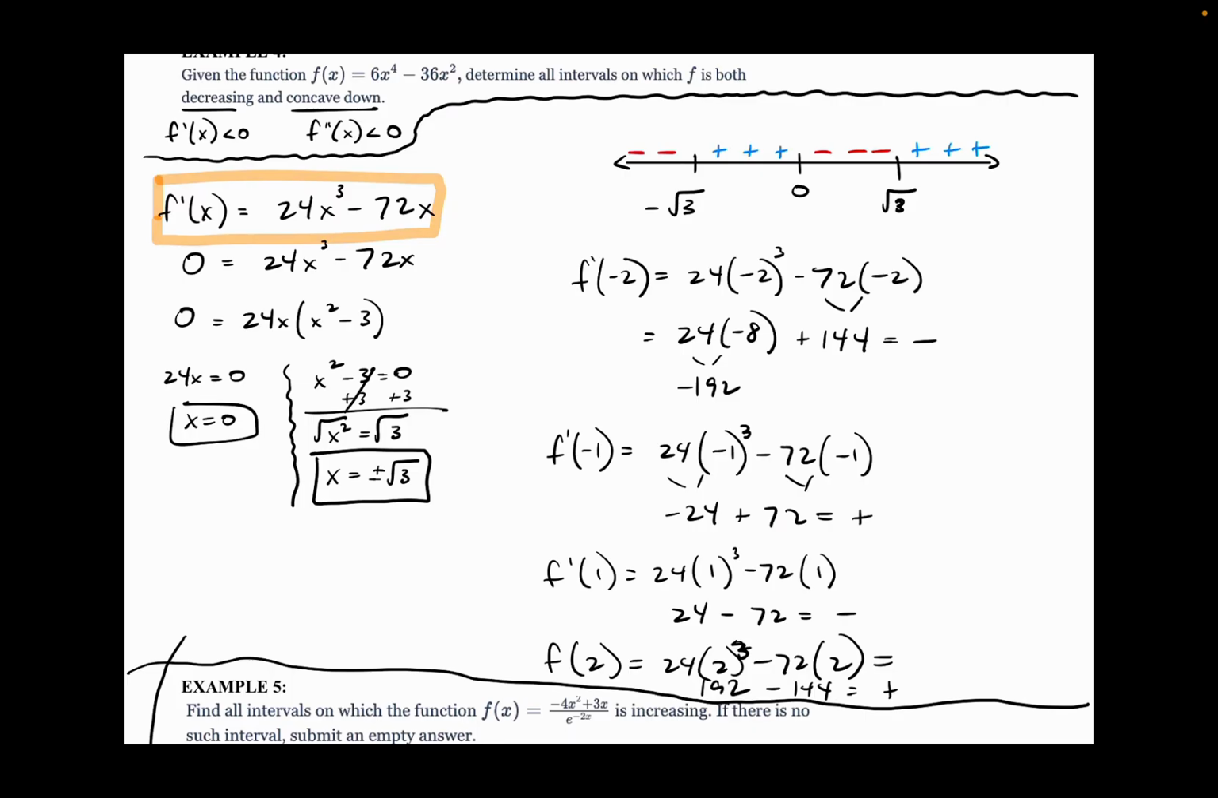I did the first derivative test. I know where it's increasing and decreasing. I just don't know where it is concave up and concave down. So I want you to do that right now. Figure out where it is concave up and concave down.